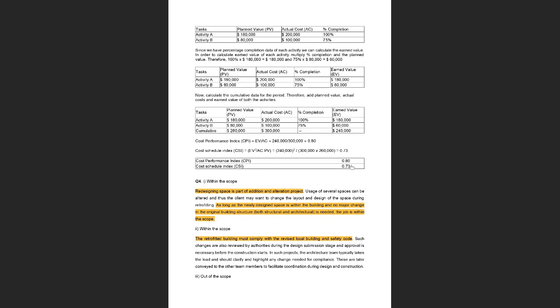So by looking at this cost performance index and schedule index, do you think the project is doing good or bad?